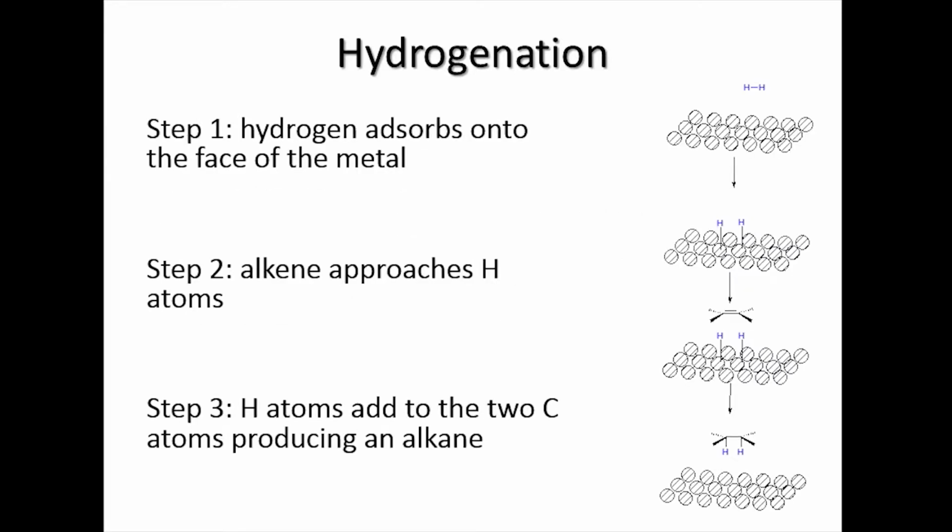Now let's take a closer look at this. Step 1, the hydrogen adsorbs onto the face of the metal. And then the alkene approaches, sits right down on there, and then the hydrogen atoms are added to the same side of the double bond, as seen right here.